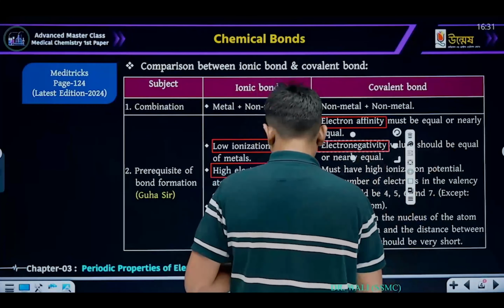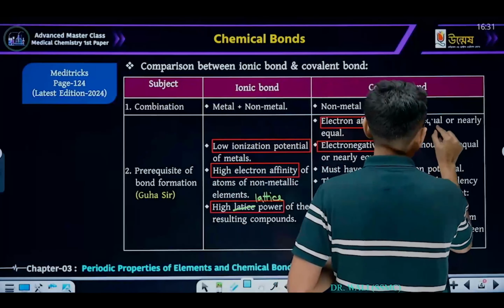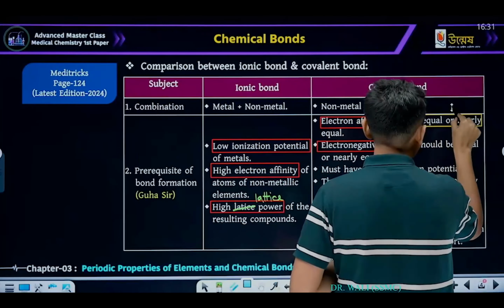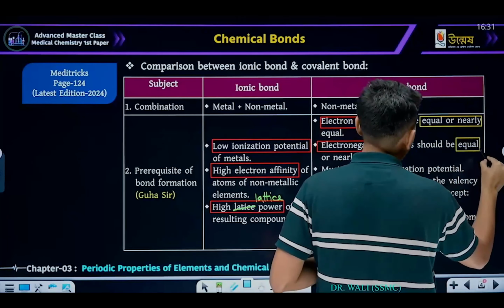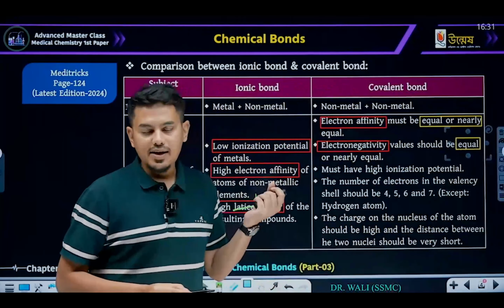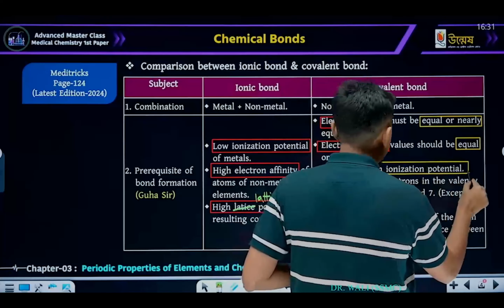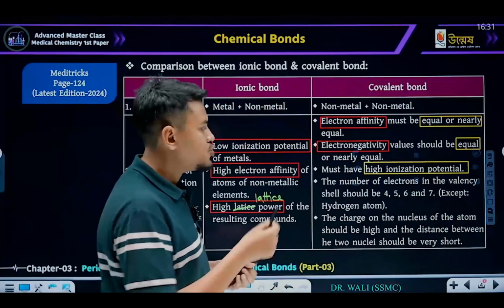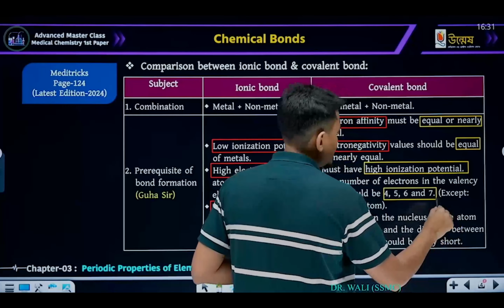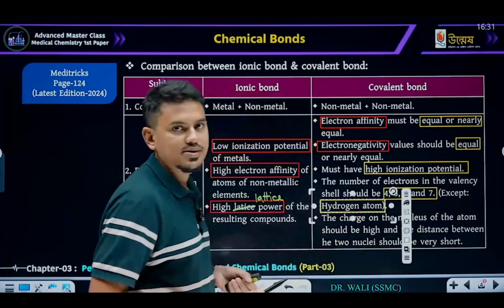all of them are nearly equal. All of them should be equal or nearly equal. Anyway, this is very easy, and all of them are high. All of them must show high ionization potential because non-metals show high ionization potential. The number of electrons in the valence shell should be 4 to 7, except the hydrogen atom. Why? Because hydrogen only has one electron in its outermost shell.